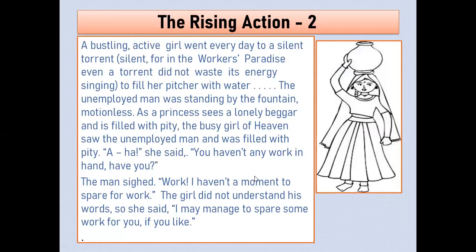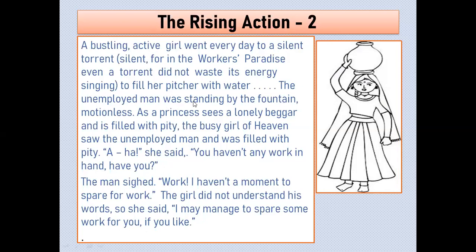And then there is the introduction of a young girl. So let us see what happens. A bustling, active girl went every day to a silent torrent. Silent, for in the workers' paradise, even a torrent did not waste its energy singing, to fill her pitcher with water.